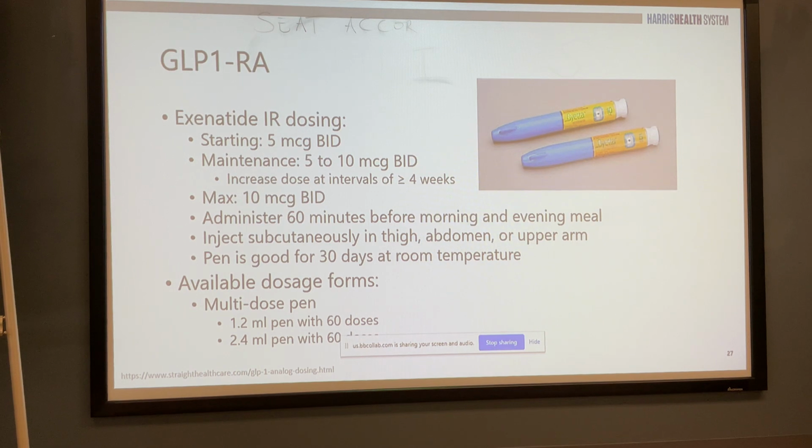All right, so let's jump into our first agent. And I actually have a demo pen for Byetta. So Byetta was, I believe, the first GLP-1 that was released. So it's like the OG, right?